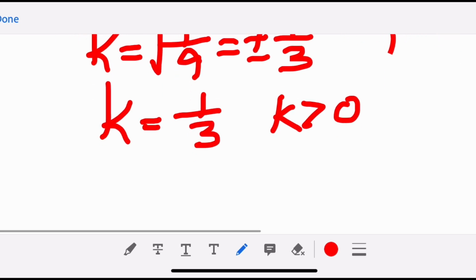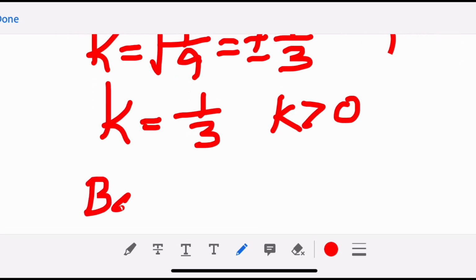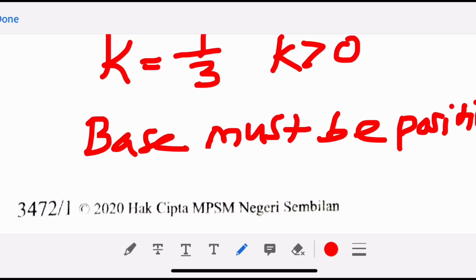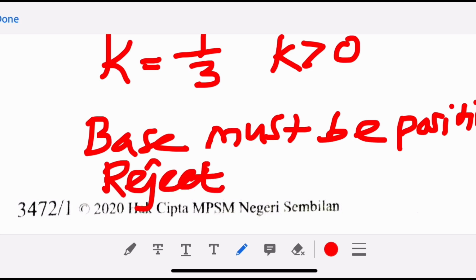You have to reject the negative answer, because the base of any log should always be positive. Remember that. So k should be 1 over 3, which is more than 0, because all bases must be positive numbers. Okay, that's about the linear law for the paper 1 question. So you must keep on practicing so that you are good.